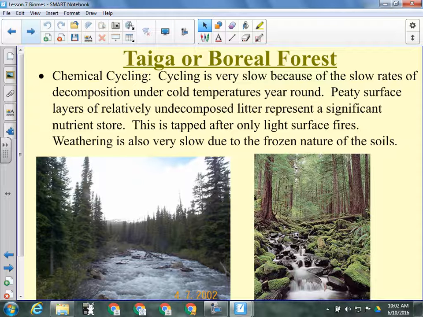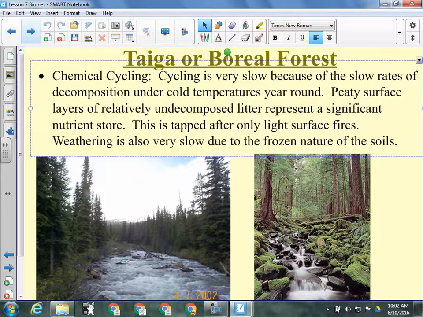Okay, other things about the taiga and the boreal forest. Obviously, chemical cycling is really, really slow, right? There's lack of moisture. There's cold temperatures that persist for 8 months of the year. And these are not conditions that are conducive to things eroding or rotting or quickly decomposing. So stuff falls in the taiga and it stays on the ground and rots for years and years and years. So it's really, really slow.